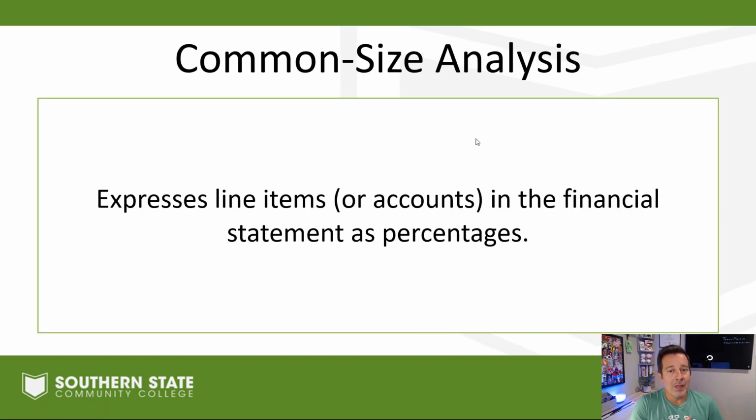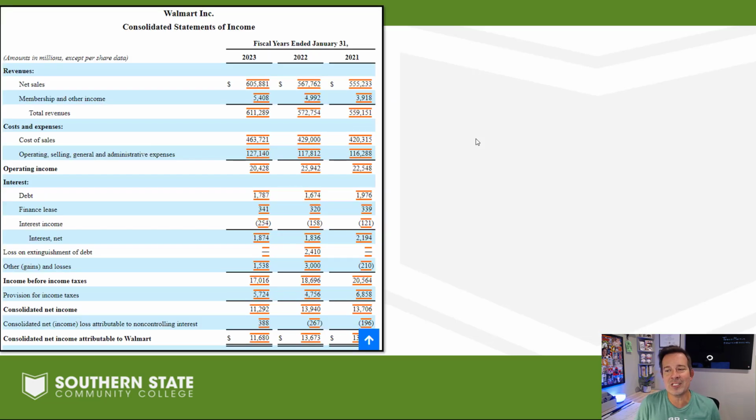So, common size analysis. What is it? In a common size analysis, we're going to take every line item or account in the financial statement. We're going to express it as a percentage. And we look at our financial statements, we can see everything's expressed as a dollar. All right, so we're going to try to take that information, instead of showing it as a dollar, we're going to show it as a percent.